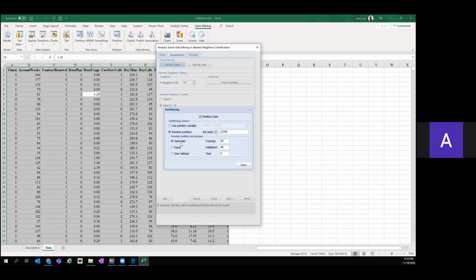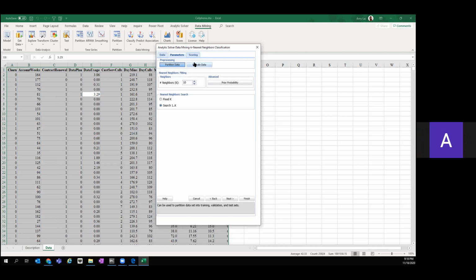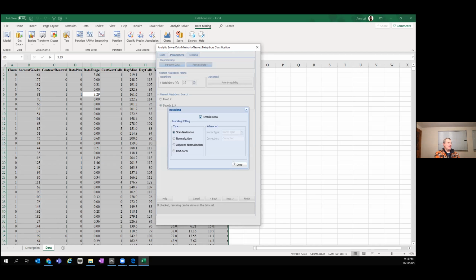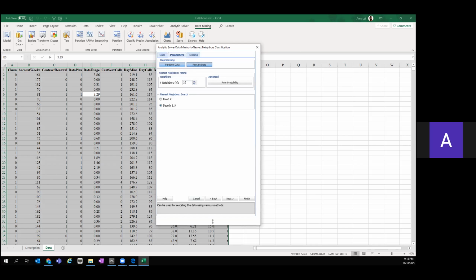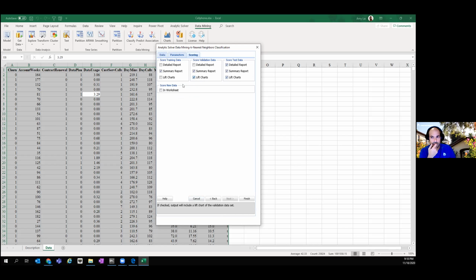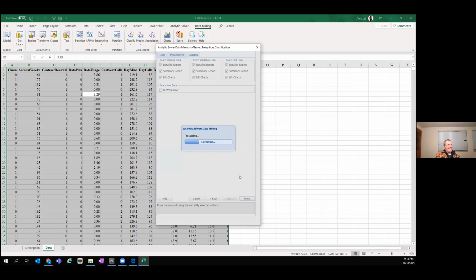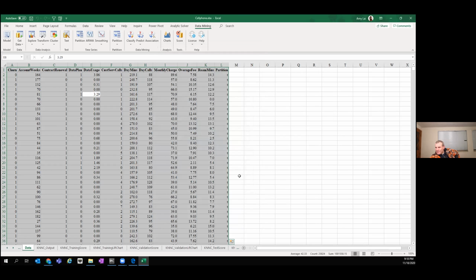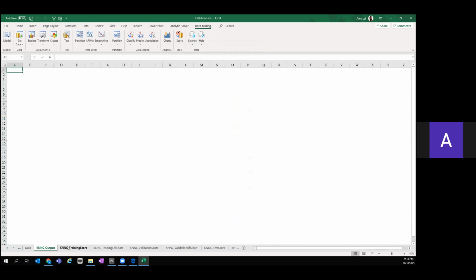Partition data. Use partition variable. Done. Got this. Rescale, standardization, done. And then next. I think these are the ones you wanted, right? Yeah. Do I care about the score validation or no? Chart everything. Yeah, go ahead. It doesn't hurt. It might just crash. It'll take an hour and a half to execute. Oh, it's pretty fast. It'll take a bit still.